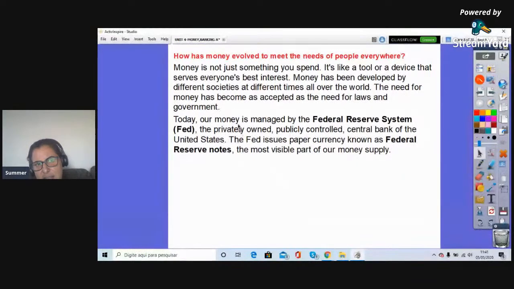Today, in the United States, the money is managed by the Federal Reserve System, the Fed. They are a privately owned, publicly controlled central bank of the United States. They issue paper currency known as Federal Reserve Notes. It's the most visible part of our money supply.